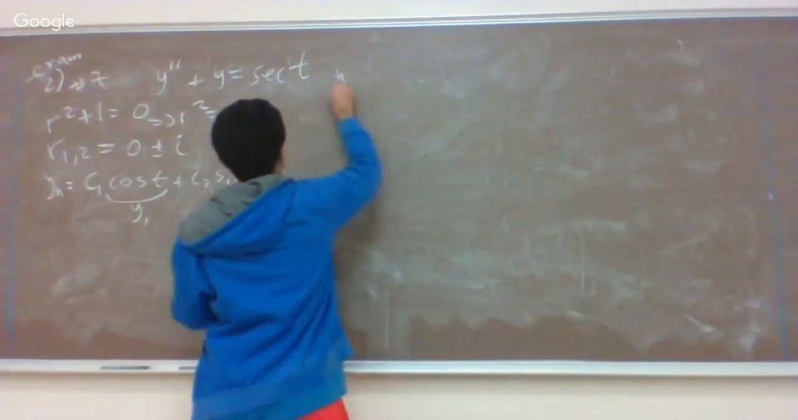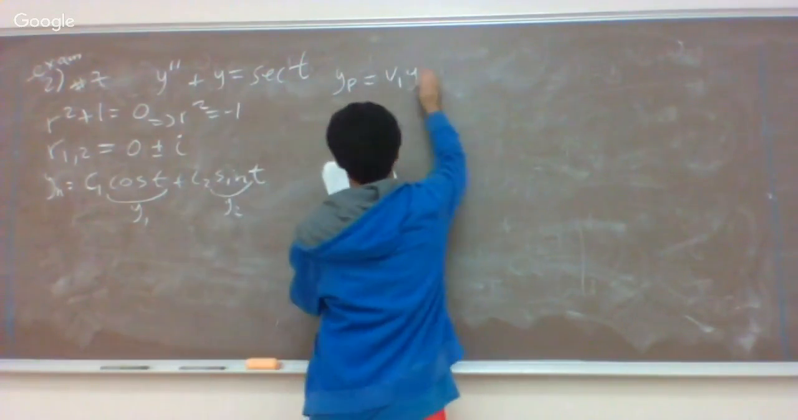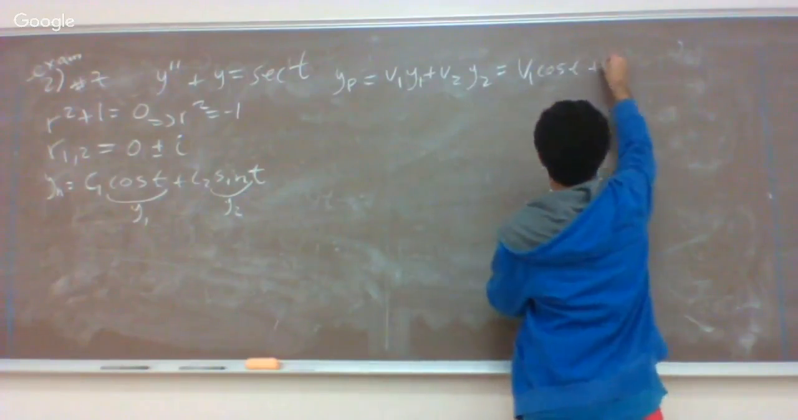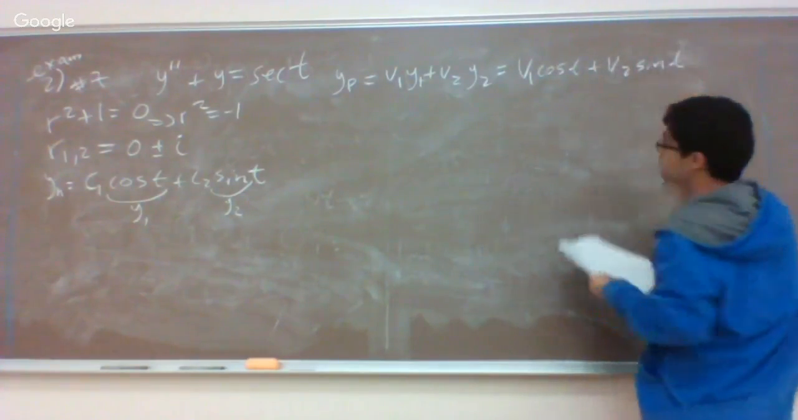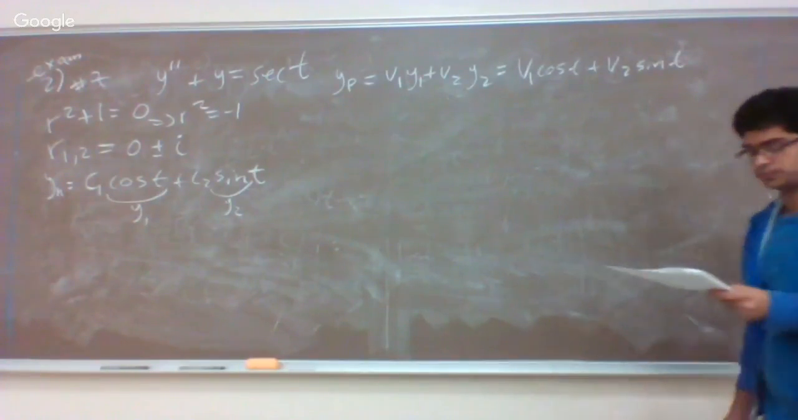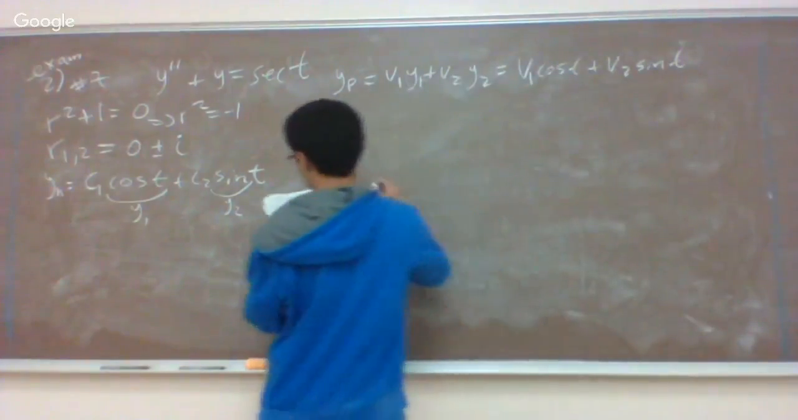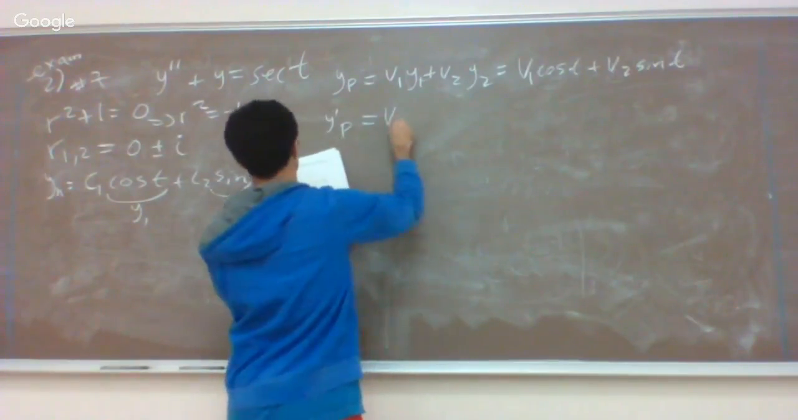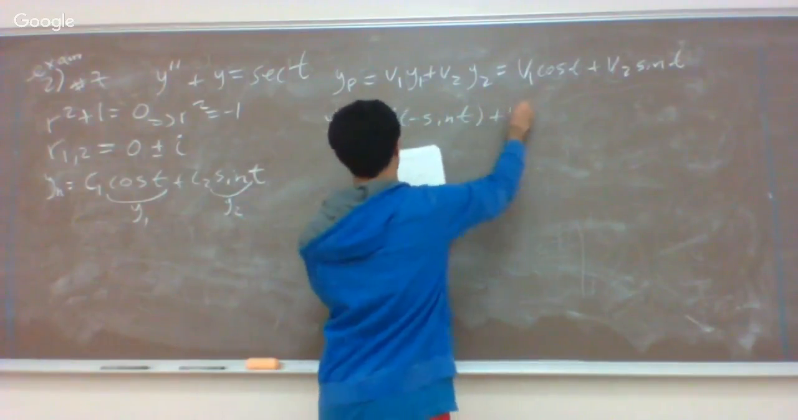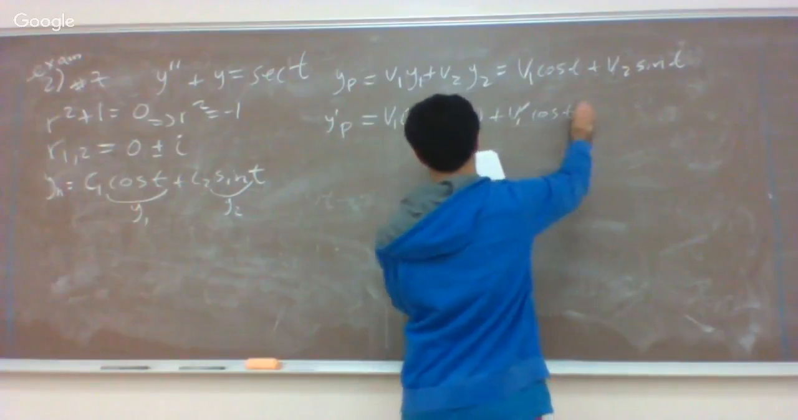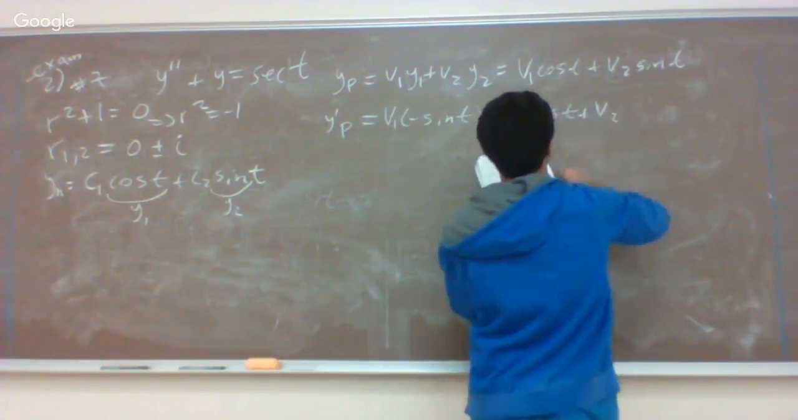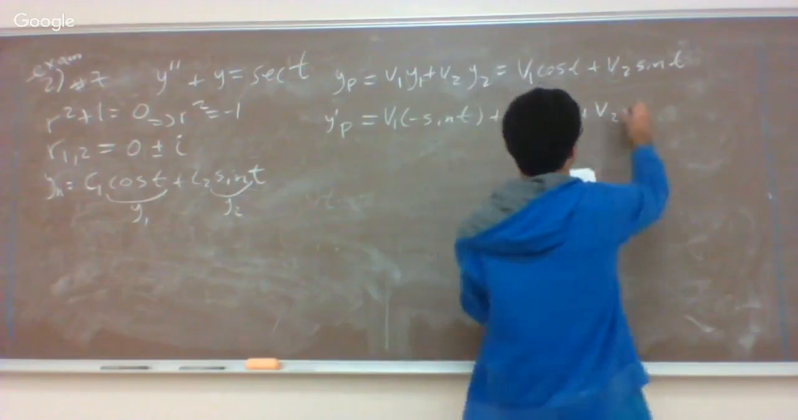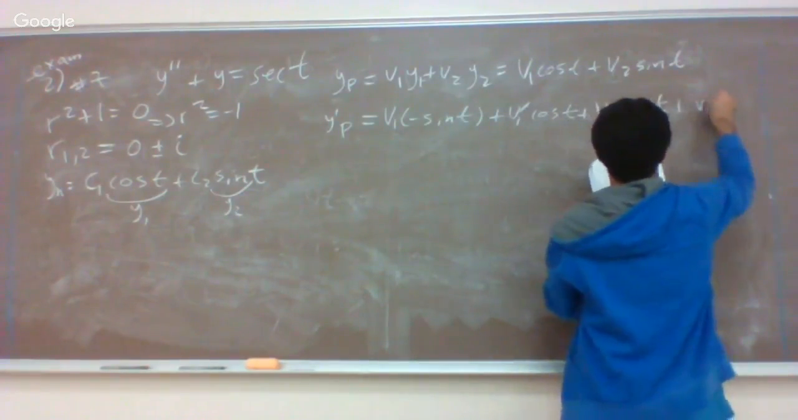The way I make my particular solution: yp is equal to v1 y1 plus v2 y2, that is equal to v1 cosine of t plus v2 sine of t. The derivative of that, to get y prime, is v1 times negative sine of t plus v1 prime cosine of t, plus v2 cosine of t plus v2 prime sine of t.